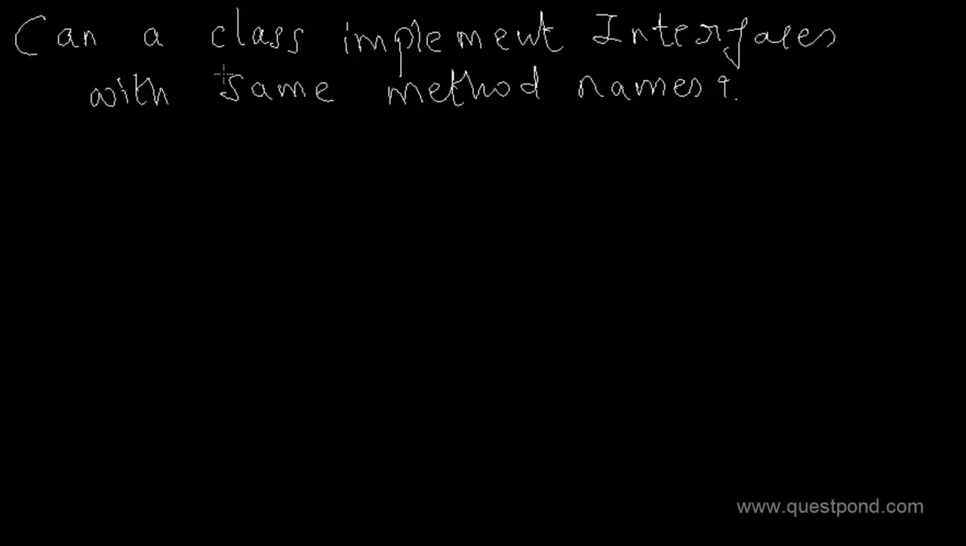Okay, so let's try to see practically what exactly happens if we try to create a class which implements interfaces with same method names. Now first let me try to make you understand what exactly this question means.